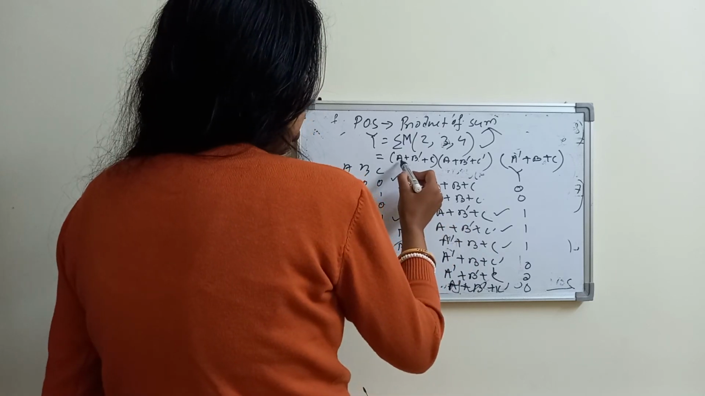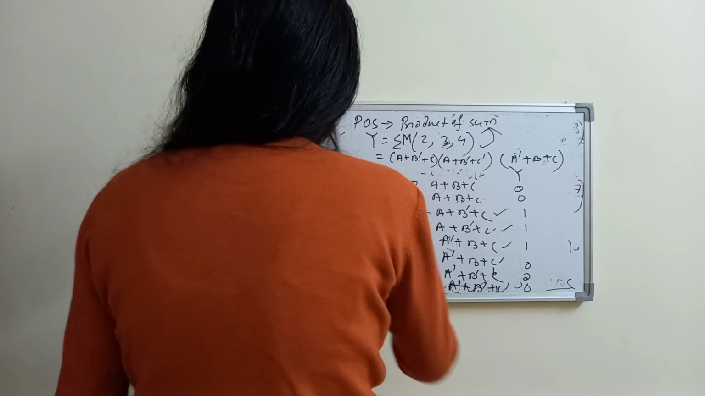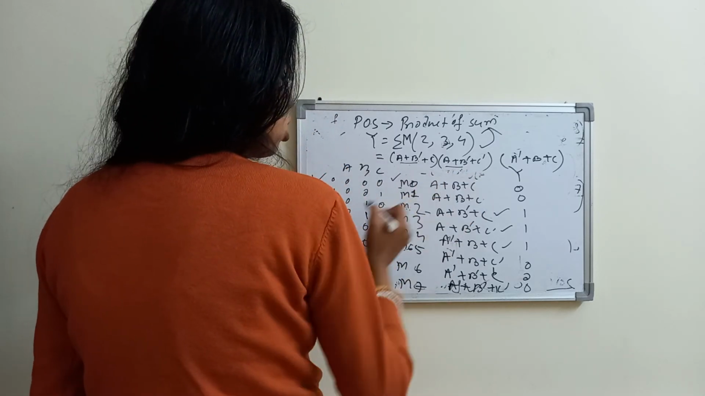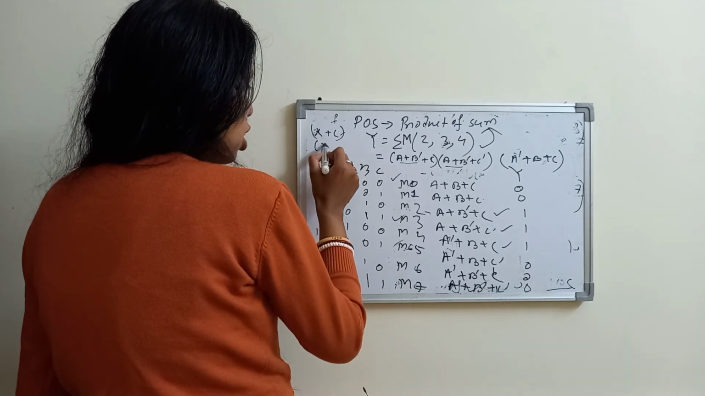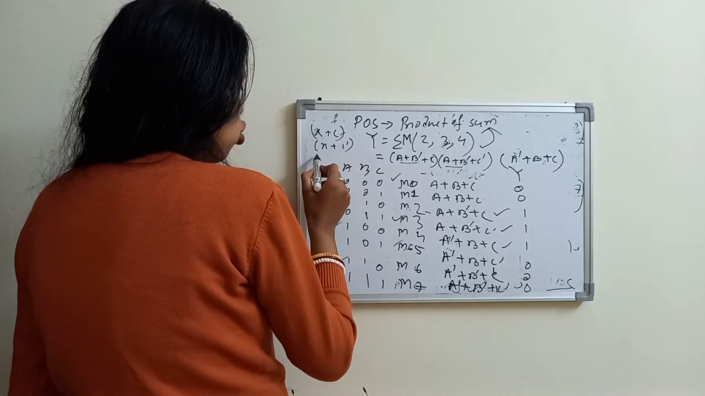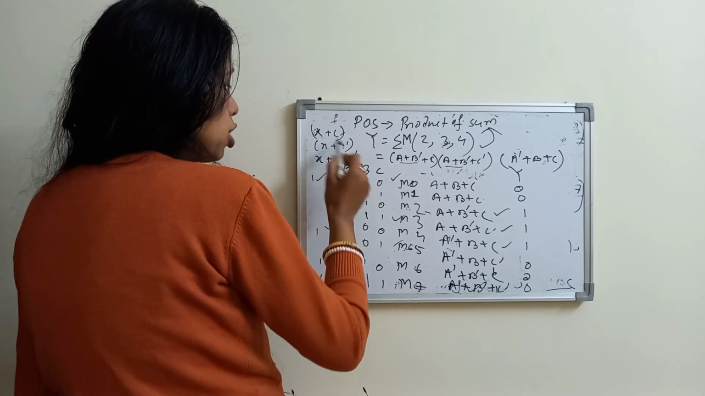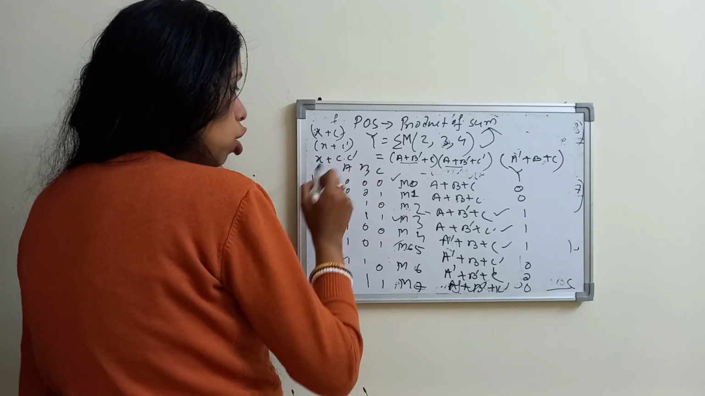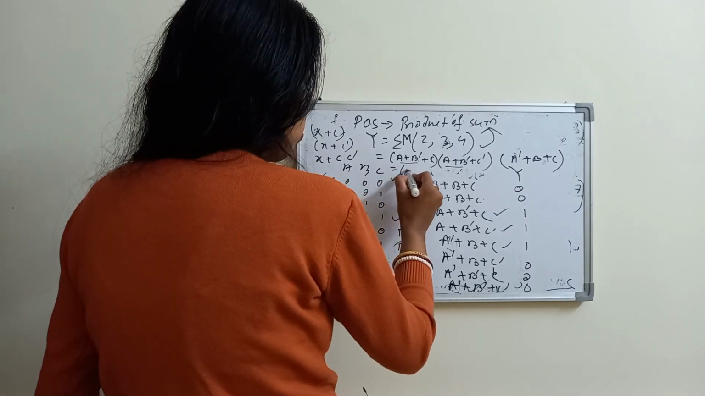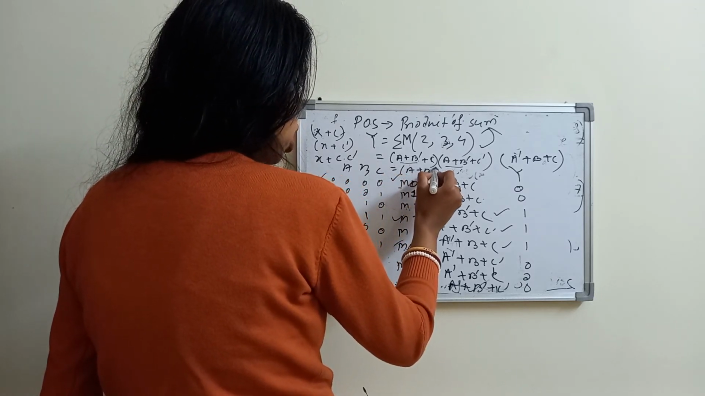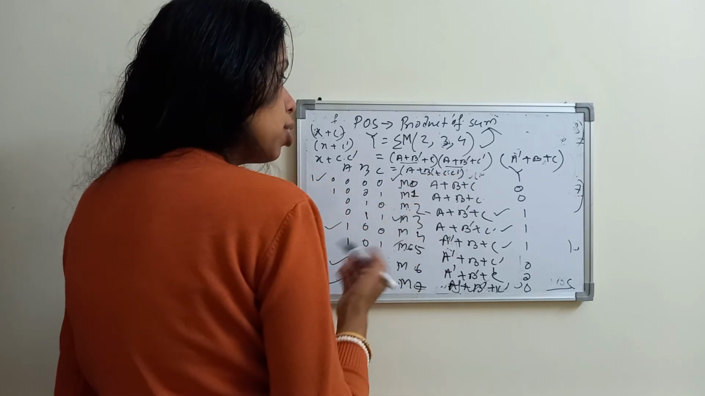Now you can see (A plus B prime plus C) into (A plus B prime plus C prime). Suppose this entire part is considered as one term X. Then it is X plus C and X plus C prime, so it will be X plus C dot C prime. This is the Boolean property. So here you can write A plus B prime plus C dot C prime, and C dot C prime is 0.